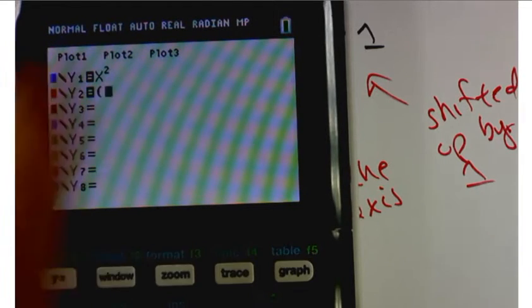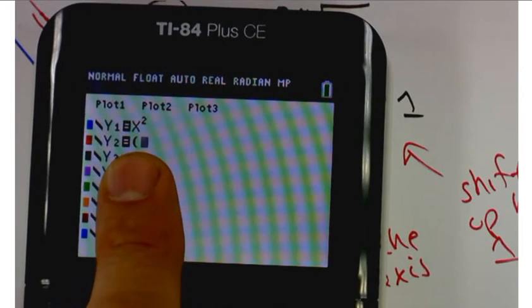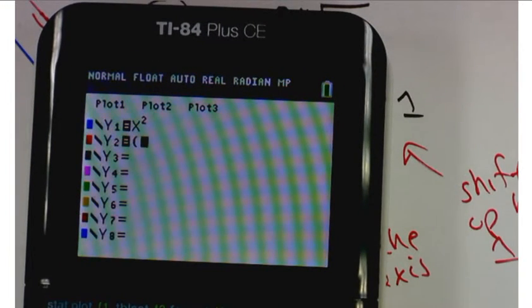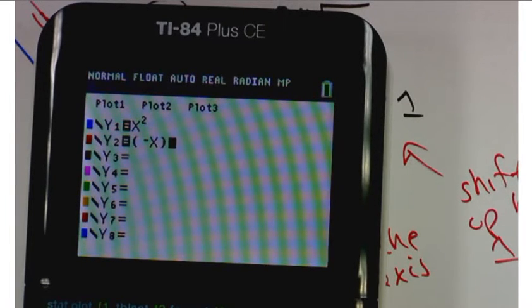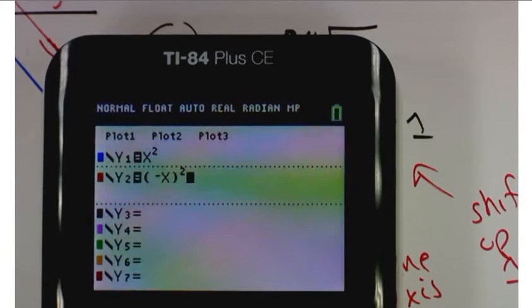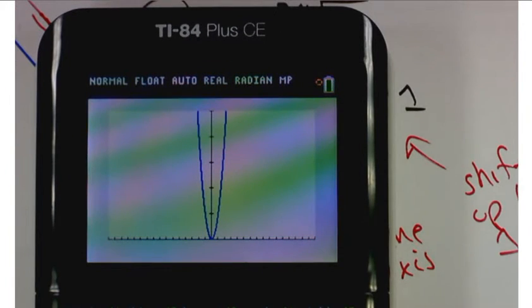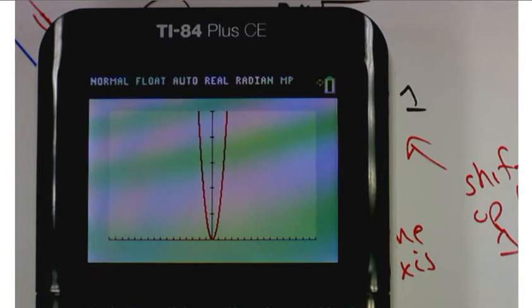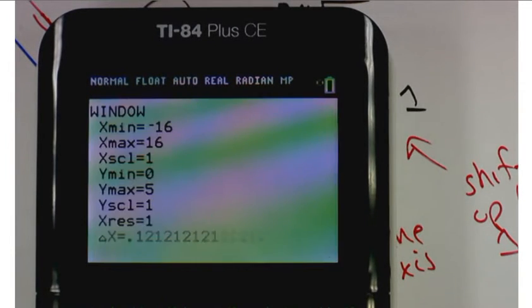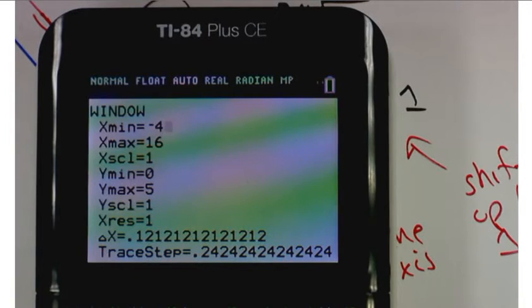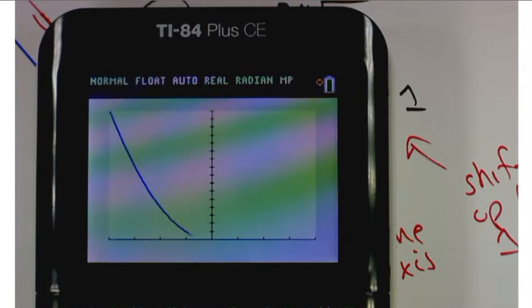Let's change my window a little bit. Let's go between, say, negative 4 and 4 on the x-axis and 0 and 16 on the y-axis. So there's the first one, and there's the second one. I don't see much of a difference, do you? Is there any difference between those two graphs?